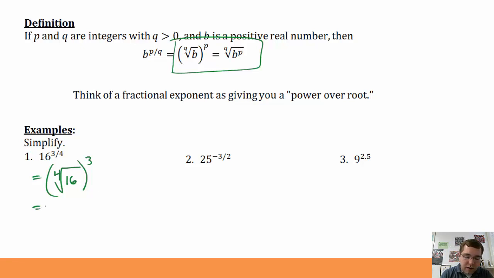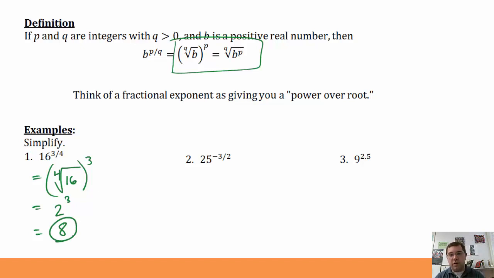Whereas this will give me a smaller number. The 4th root of 16 is the number I raised to the 4th power in order to get 16. Well, that's 2. So this is 2 cubed. And 2 cubed is 8. 2 times 2 times 2. So 16 to the 3/4 power is 8.